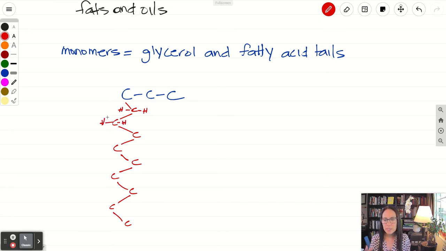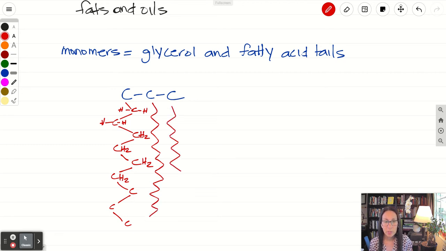And you can see how this could just get really hard to draw after a while. So a lot of times people will either just leave the carbon by itself or they'll write CH2. Okay, so that's kind of a shortcut in having to draw all those hydrogens. So the glycerol is this blue part. This is one fatty acid tail, but each carbon has a fatty acid tail. And so I'm just going to draw it as a zigzag line. Each corner represents a carbon, okay? And so this carbon also has a fatty acid tail. So there are 3 fatty acid tails here.